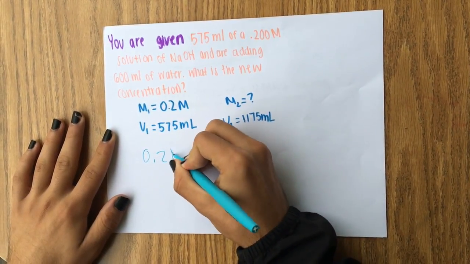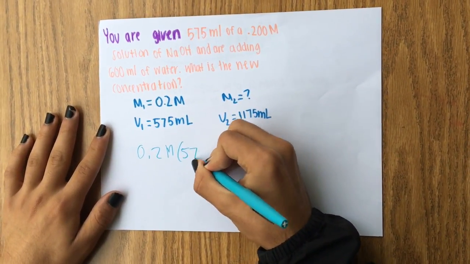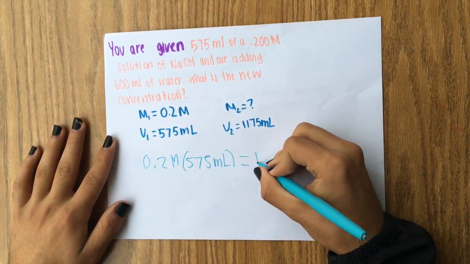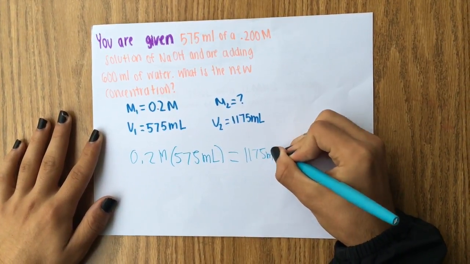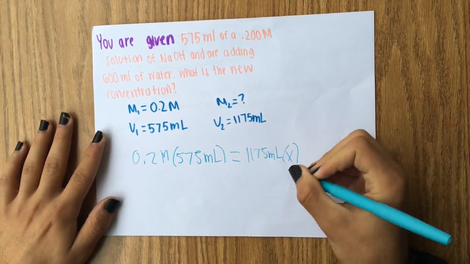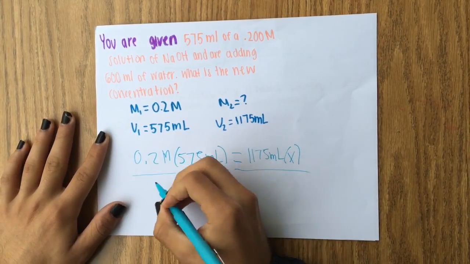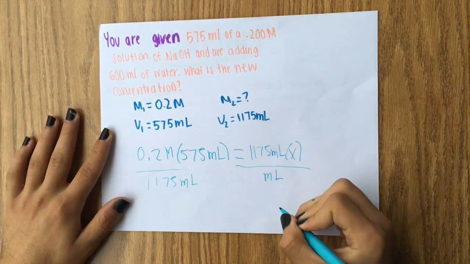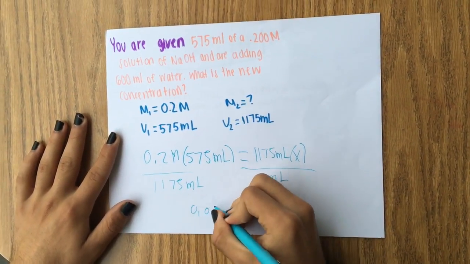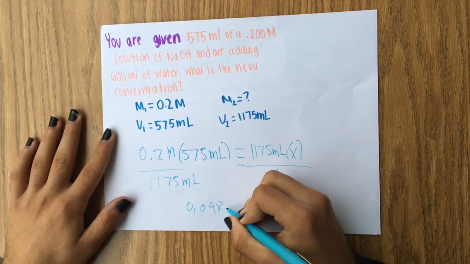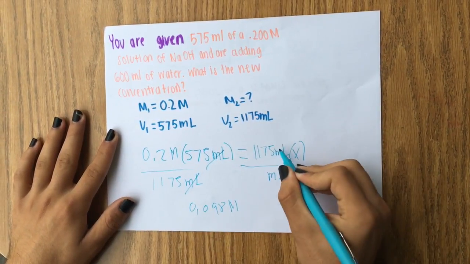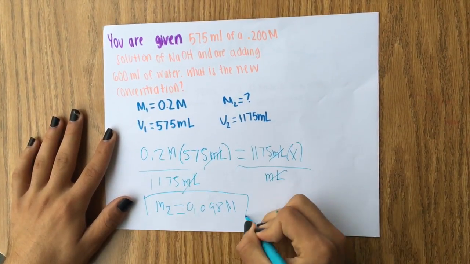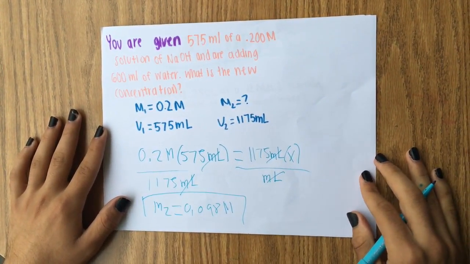We're setting it up the same way we did before. Divide both sides by 1,175 milliliters. And our answer is 0.098 moles. So now we know what M2 equals. And that's all you need to know about pH and all the things having to do with it.